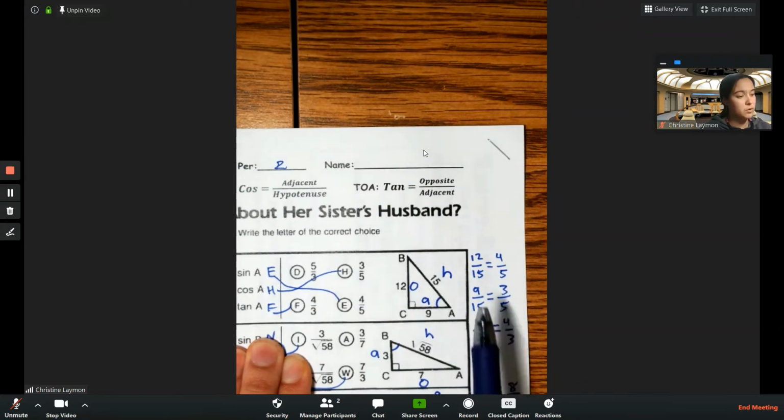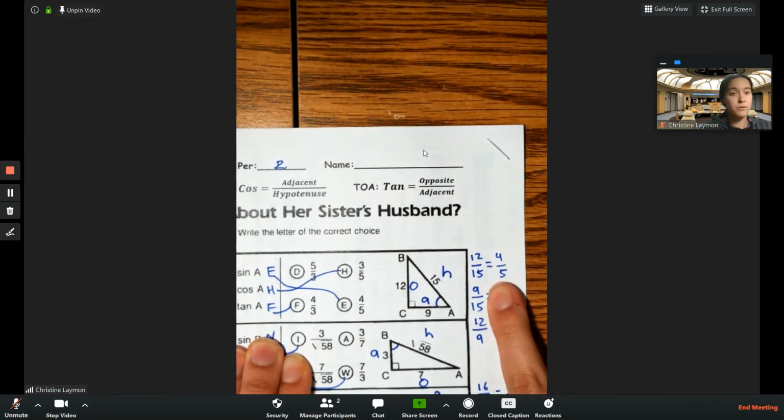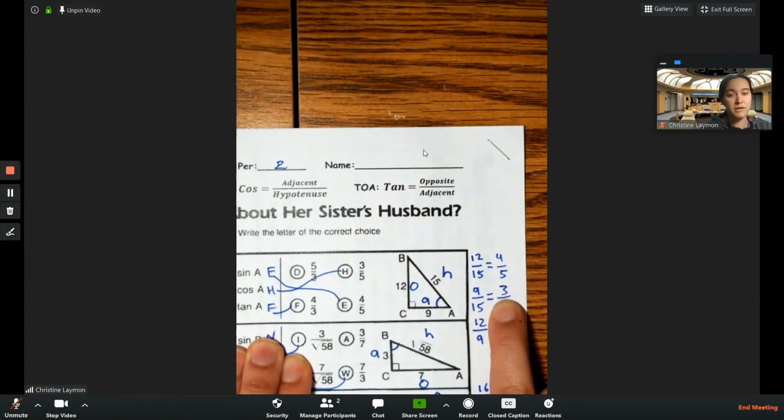Adjacent over hypotenuse, 9 over 15. And again, they're both divisible by 3. 9 divided by 3 gets me 3. 15 divided by 3 gets me 5. So 3/5 is the cosine of A.